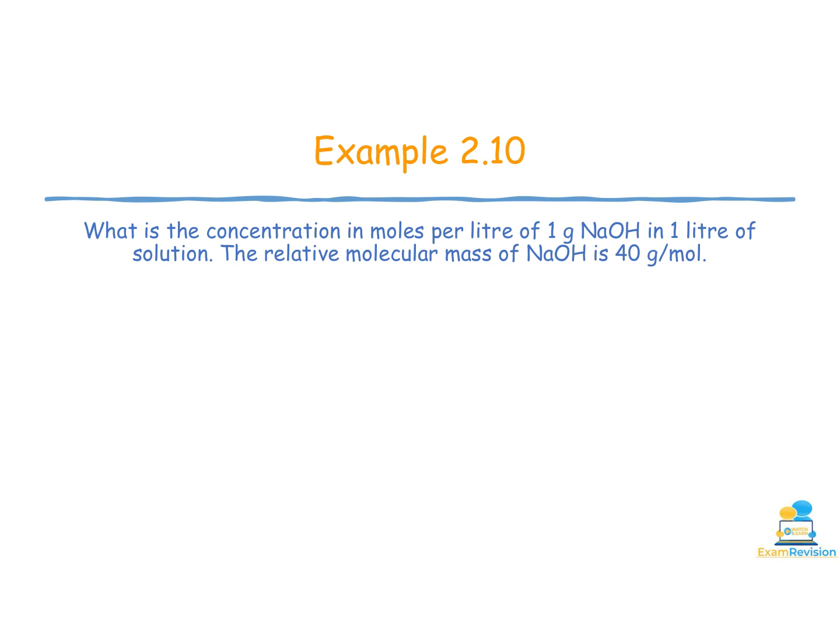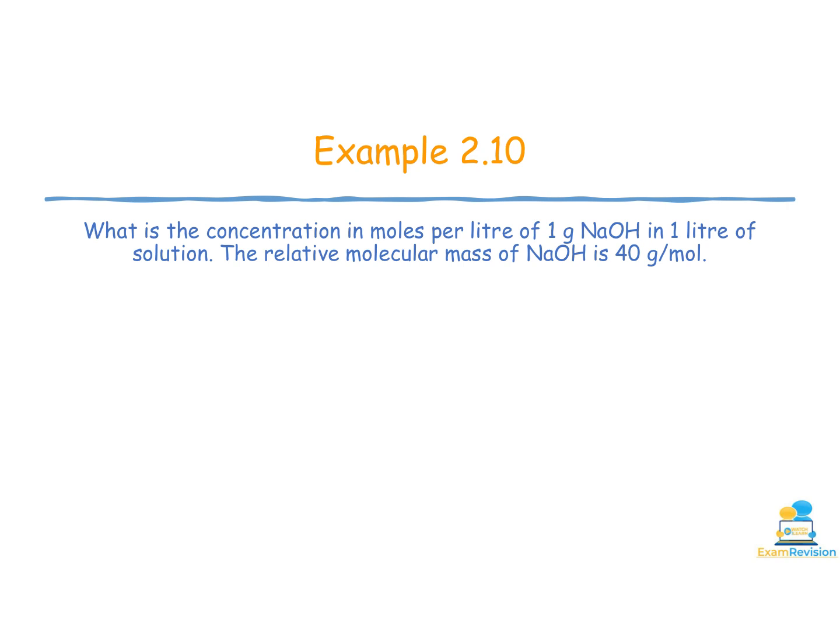Example 2.10 says, what is the concentration in moles per litre of 1 gram of NaOH, which is sodium hydroxide, in 1 litre of solution? And thankfully here it gives us the relative molecular mass of sodium hydroxide, and that is 40 grams per mole.